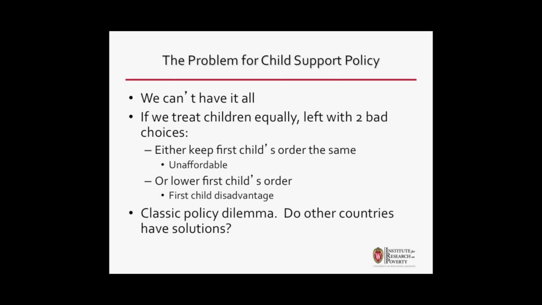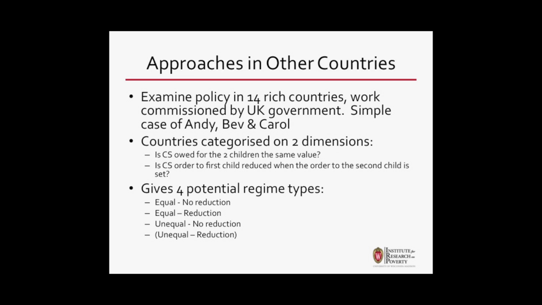Okay, so here's what I want to say. Now I'm going to talk a little bit about whether other countries have figured this out. Here's the citation for the article that I'm using. Here's the bottom line so far. We can't have it all. If we treat children equally, we either have to keep the first kid's order the same, and that's quickly unaffordable, or we have to lower the first child's order. And despite the principle just given to us, that mostly seems unfair to us. Classic policy dilemma. We want different things. There's trade-offs between them. So this is a paper that looks at 14 countries.